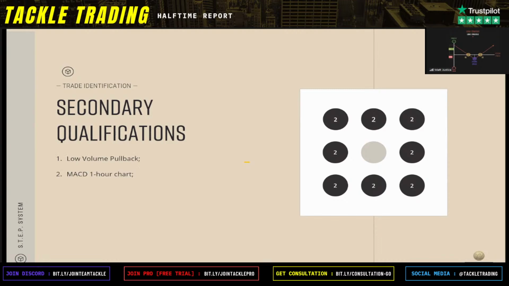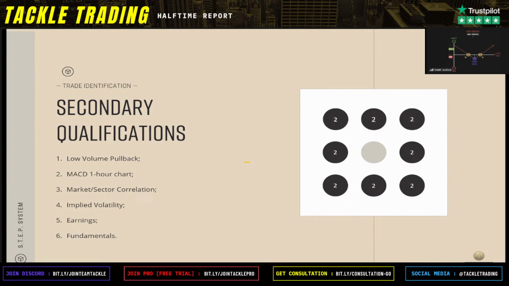All right, secondary qualifications. Let's go through these fairly quickly. Number one, you want to see a low volume pullback. That's the one qualification I'm going to spend a little bit of time on. Number two, MACD. This is where we really use indicators to lower our time frames down so that we can get secondary confirmation.